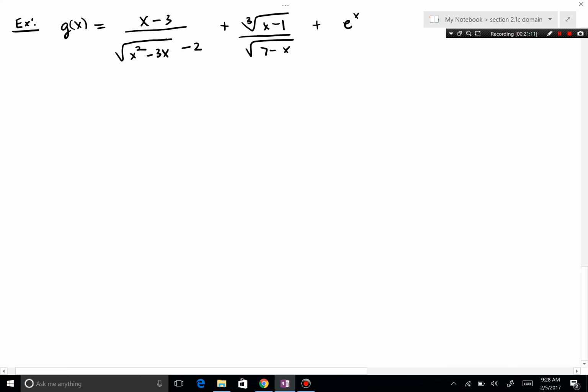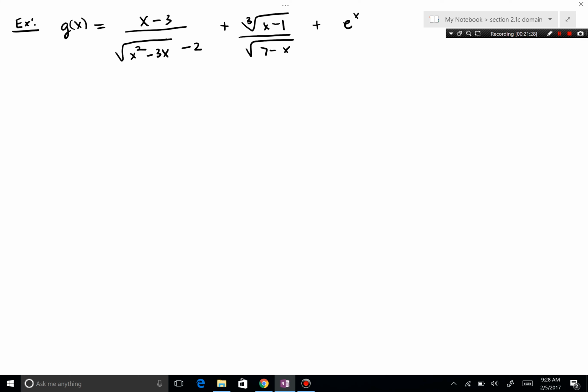Okay, so how many restrictions? Let's do first things first. How many restrictions do you see? The biggest key to all of this is identifying all the restrictions. Now, I'm not going to write that denominators can't be equal to 0 and even roots must be greater than or equal to 0. You should be able to already identify that. If you can't, go back and watch the last two examples, okay?